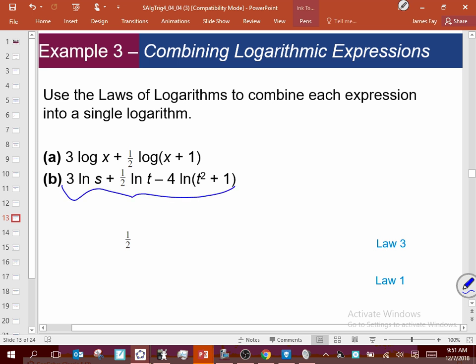This one's a little harder. How many logs are we dealing with here? Three separate ones, right? We've got 3 ln s, we've got 1/2 ln t, and we've got -4 ln of t squared plus 1. So just like the last one, whenever I have those coefficients, I'm going to take them and turn them into exponents.